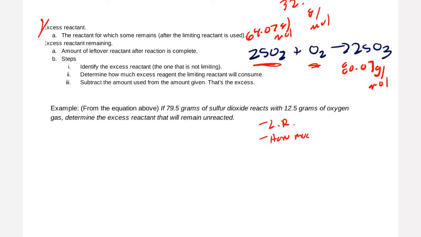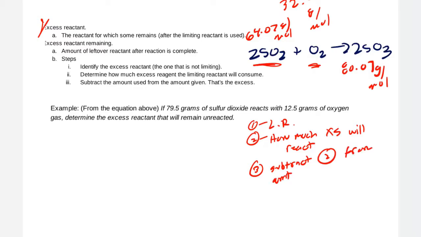Then what we've got to do is see how much excess will react. Then what we will do, so let's call this 1, let's call this 2. Then what we'll do in 3 is subtract 2 from the amount of excess given. I'll try and leave this here, but I may have to erase it, so be forewarned. I'm going to go with green right now, and let's dive right in.